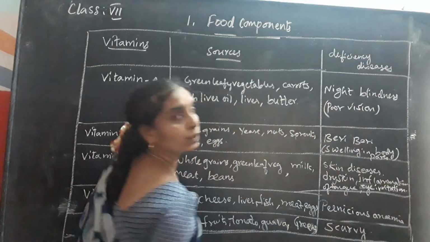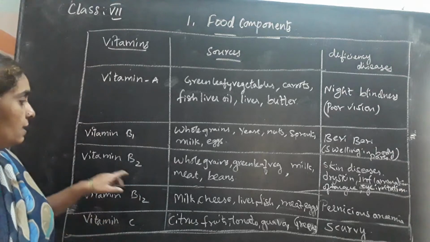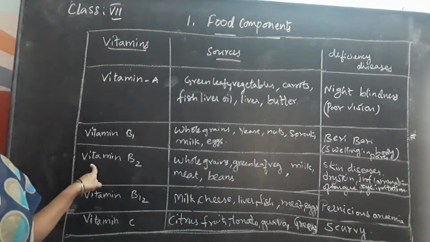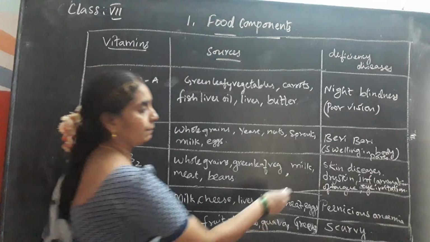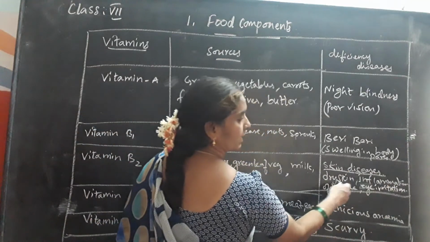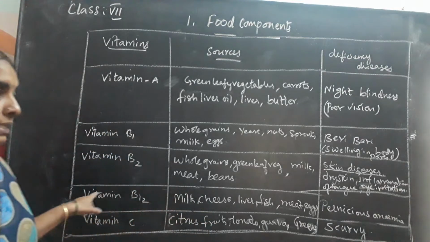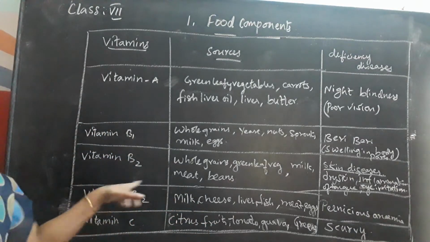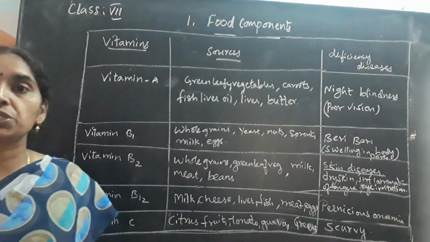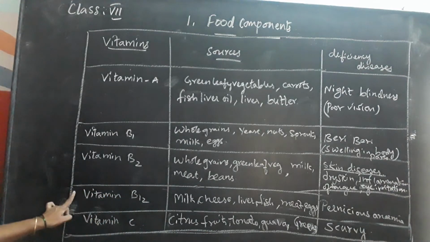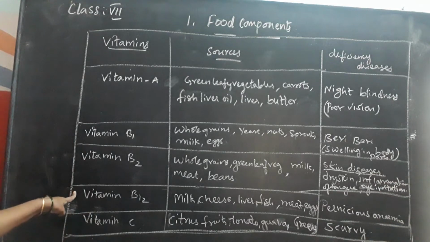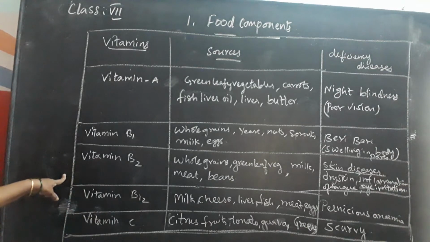Hope you can observe the board clearly, children. Yes, see here, vitamin B2 deficiency causes skin diseases. The symptoms mainly being dry skin, inflammation of tongue, and eye irritation. Next, vitamin B12. I said that causes the disease called pernicious anemia. What is pernicious anemia? Pernicious anemia is pale skin and deficiency of red blood cells, that is RBC in our body.